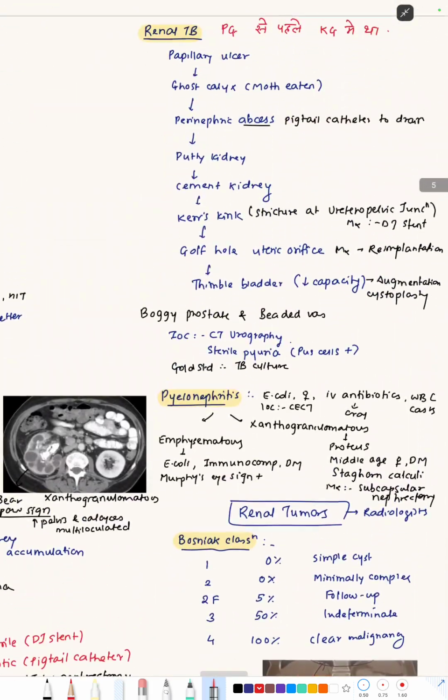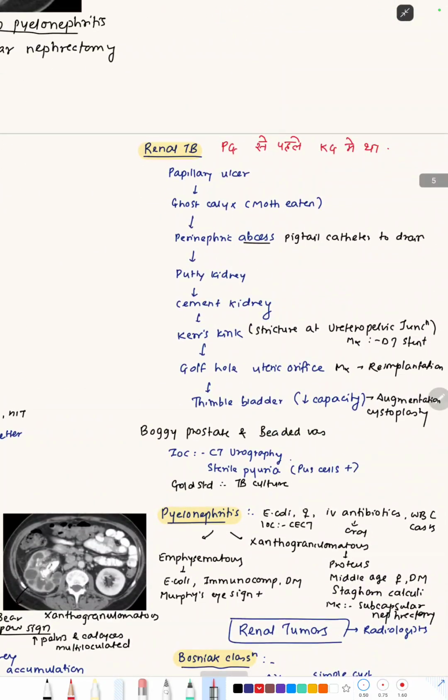Now the next is going to be the renal tuberculosis. So the mnemonic is PG से पहले KG में था. So P stands for papillary ulcer, which is the earliest sign. Then ghost calyces, that is moth eaten calyces. Then the next is perinephric abscess, that is drained by pigtail catheter. Then putty kidney, cement kidney.